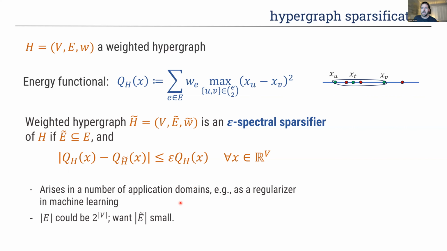And as I mentioned, this arises in a number of domains. One important difference from the graph case: in the graph case, the densest graph you're going to have is a complete graph with n choose 2 edges. Here, because the hyperedges are arbitrary subsets of the vertices, the number of edges could be as large as 2 to the n, where n is the number of vertices. And yet we still want to find a sparsifier where the number of edges is extremely small. In the graph case, you can go from n squared edges down to a nearly linear number of edges. Here we're going from possibly exponentially many edges, and we still want to get down to something that's near linear.